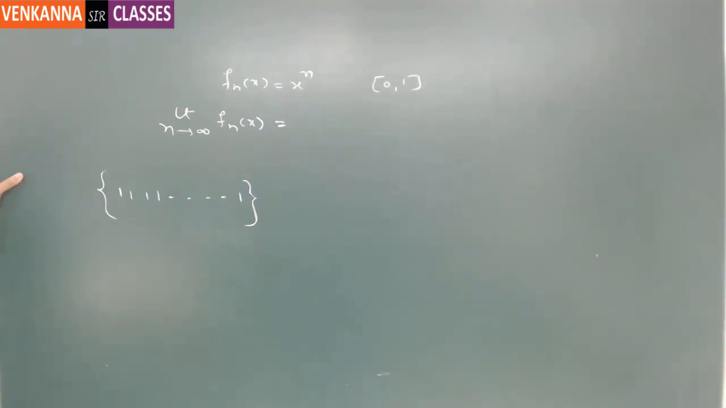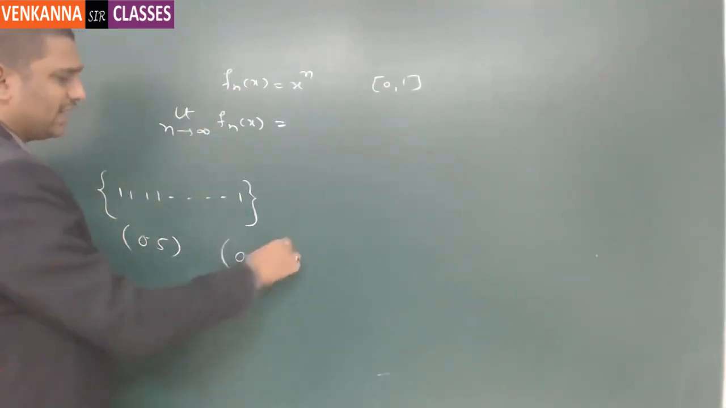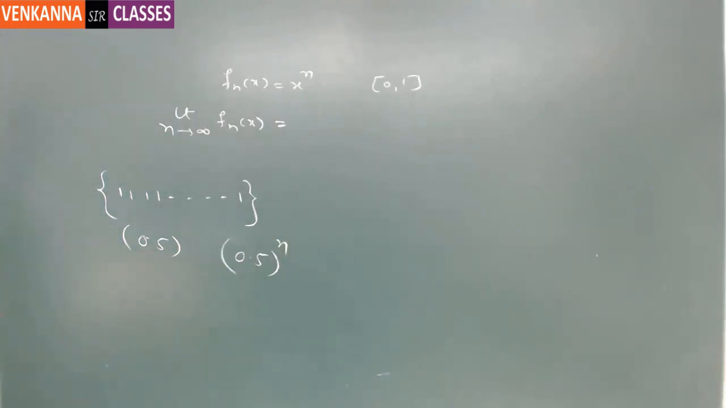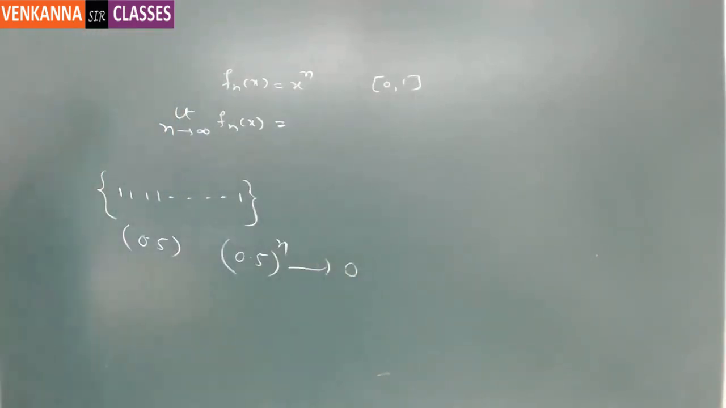1. So if you take x as any number which is less than 1 and bigger than 0, let me say x is equal to 0.5, what will be the corresponding sequence? 0.5 whole power n. And what will be its limit? It tends to 0. Accepted or not?